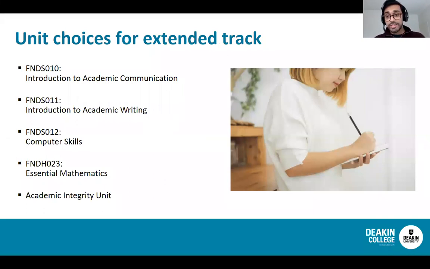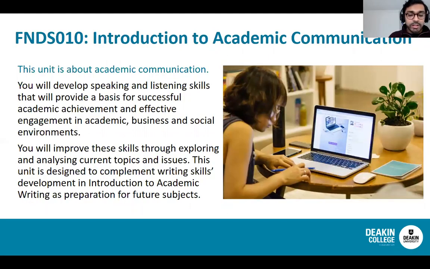For the extended students, there are 3 other required units. Like I said, those 3 core units, as well as essential maths and the academic integrity unit. So I won't go through those 2, but I'll go through the other 3 that you're required to do. So the first one is introduction to academic communication.